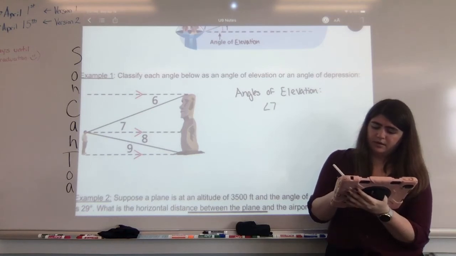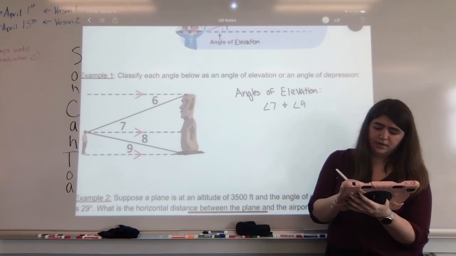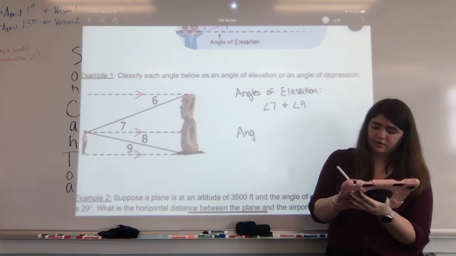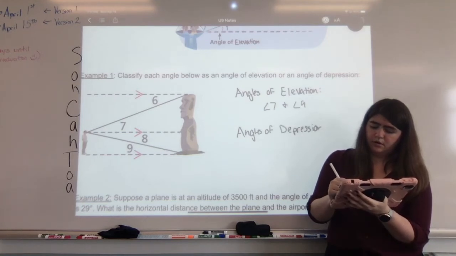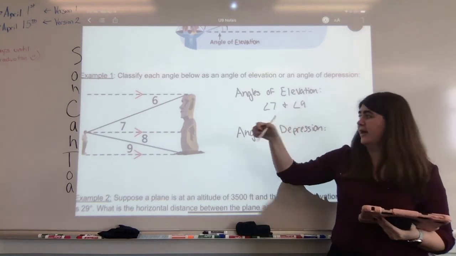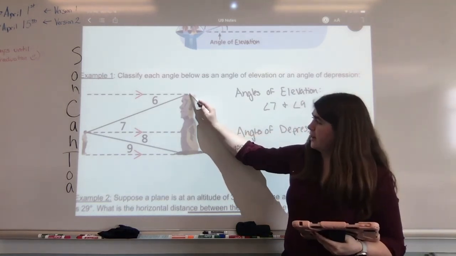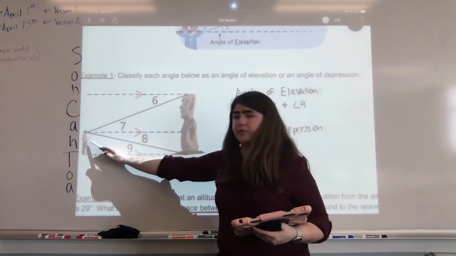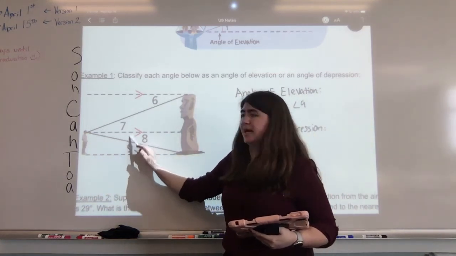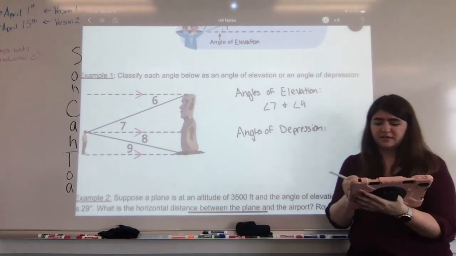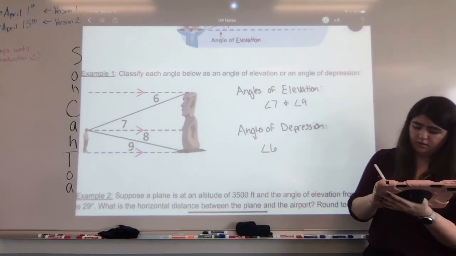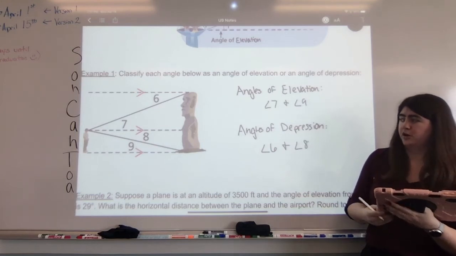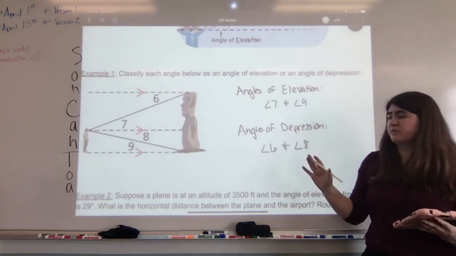Angle 7 and angle 9. Right, and then angles of depression occur when our line of sight goes down. So for this guy, looking down would be angle 6. For our observer over here, looking down would be angle 8. So angle 6 and angle 8 are angles of depression. And that's because of where they're starting.